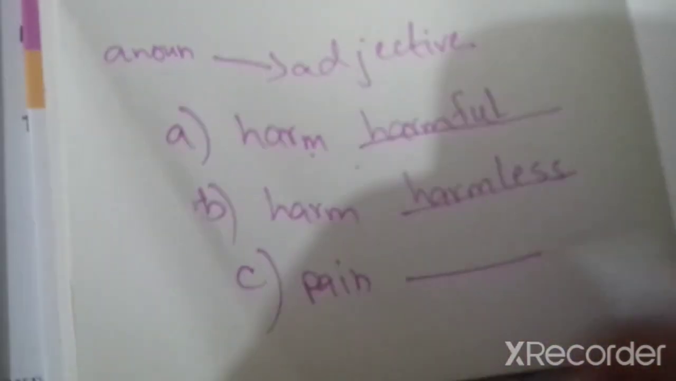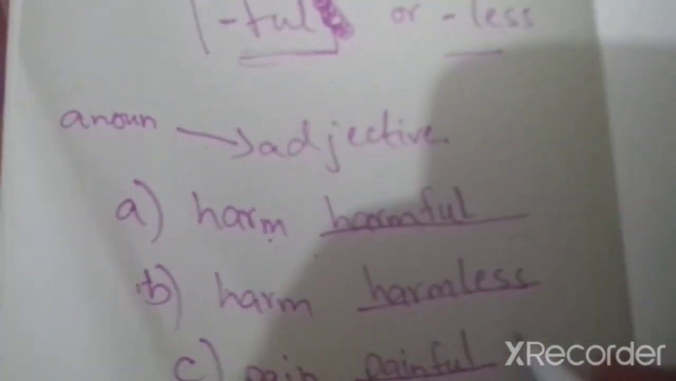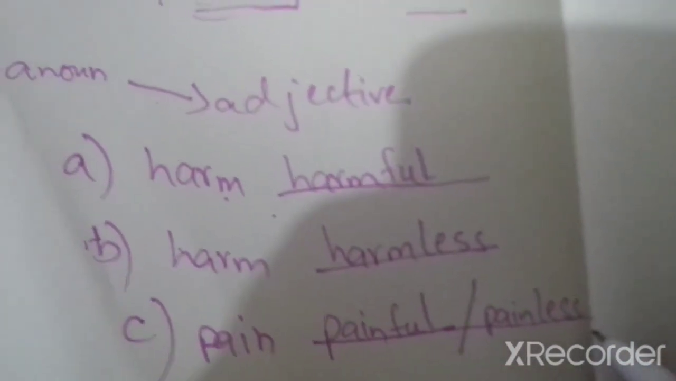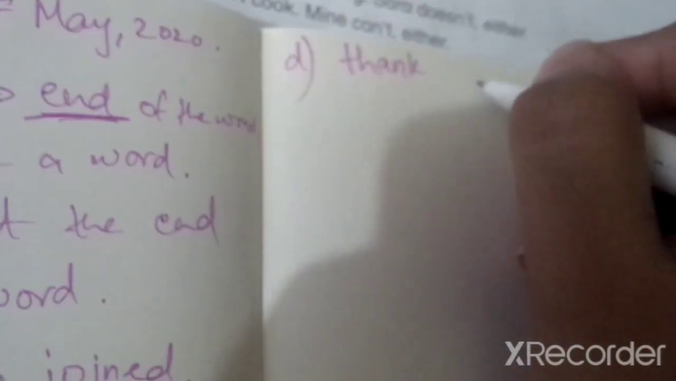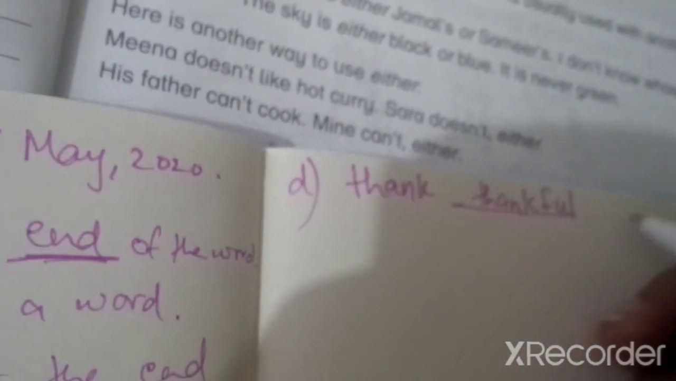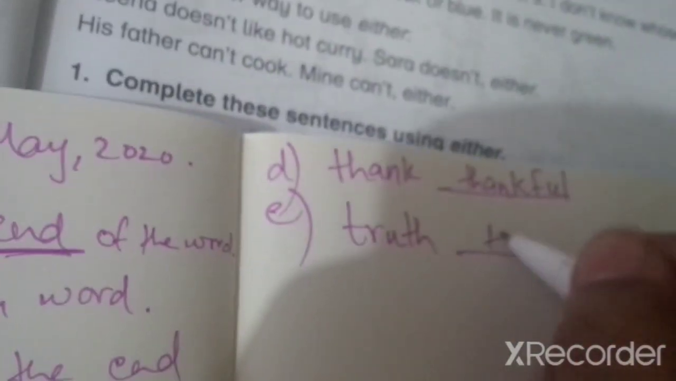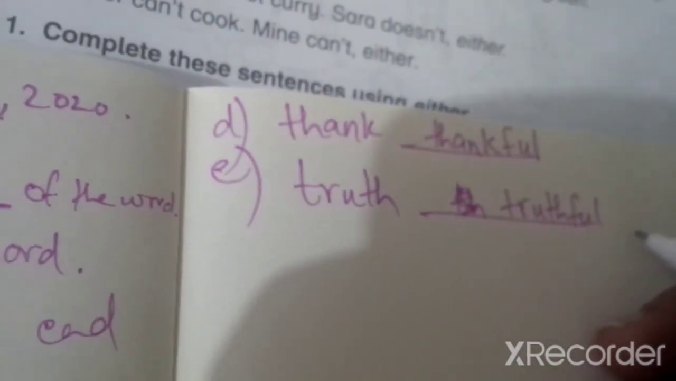C part, pain. Now we can add full at the end of pain. It will become painful, and we can also make another word by adding less, and it's going to become painless. Both of these are adjectives. Let's do D part. D part is thank. For thank, we'll use the suffix full, and it will become thankful. Truth, we'll add full at the end of truth, and it's going to become truthful.